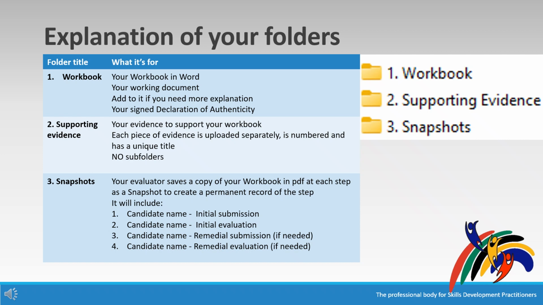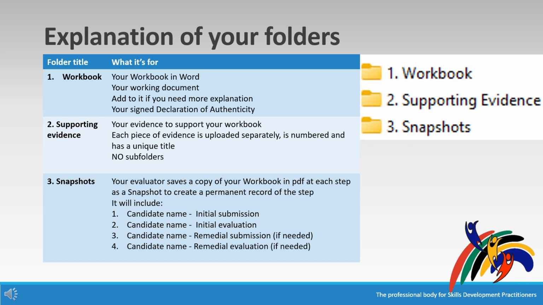The third folder is called snapshots, and this is a folder that you won't be uploading into. However, it is the place where we store a record of each submission or comment that's made. So once you submit your workbook in Word and you tell us that it's ready for evaluation, the first thing that your evaluator will do is to save a copy of that original workbook into the snapshots folder in PDF, and they will give it the following name. It'll be numbered number 1, it'll have your name, and it'll be called initial submission. So we've got a snapshot of what you originally submitted to the evaluator.